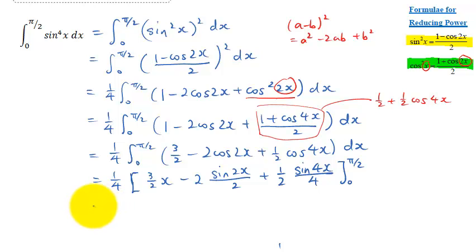So if I were to simplify this, I can see that 2 and 2 will nicely cancel. So I have, bring this in, 3 over 8 x. So I have a quarter sine 2x. And I have a quarter and a half and a quarter. That will make 1 over 32 sine 4x.